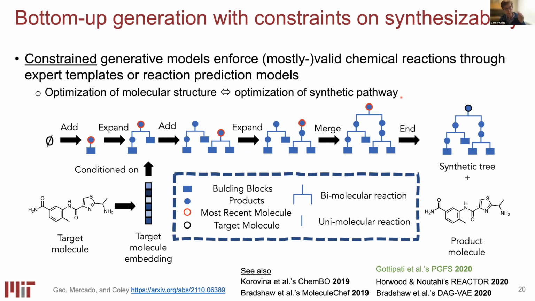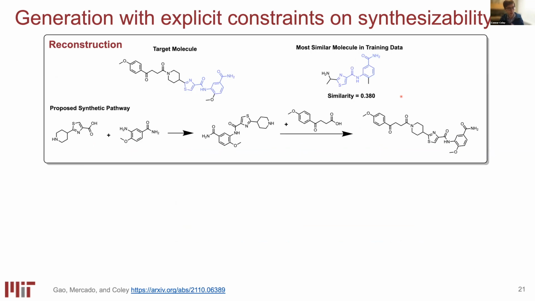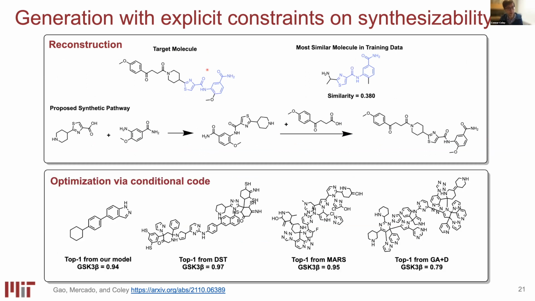So it's this bottom-up approach that then lets us query the model with the target compounds. And in 1 second, in this case, we can get a pathway to produce it, even though it's dissimilar to the training data. We can use this for optimization as well. We can now optimize the molecular structure, but again, forcing the model to pick commercially available starting materials and valid reaction types. And we get these molecules that do quite well on performance benchmarks.